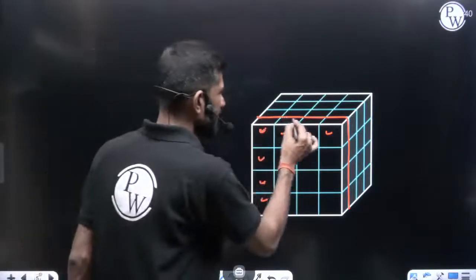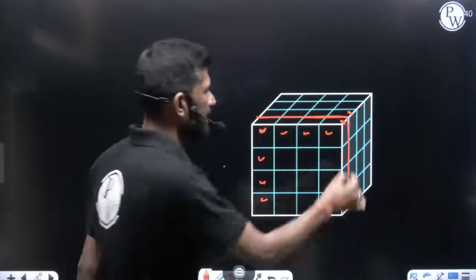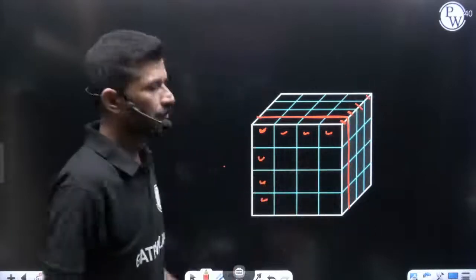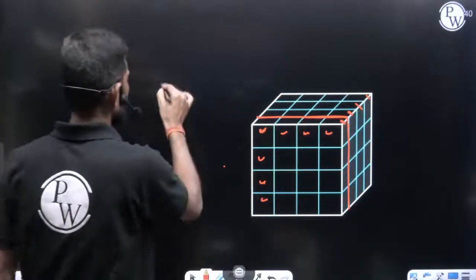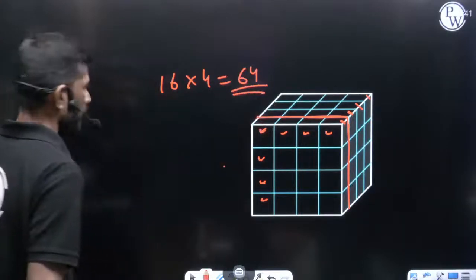So in this layer, if 16 cubes are there, in the second layer also 16 cubes will be there. In the third layer also 16 cubes, and in the fourth layer also 16 cubes. So 16 in the 4 layers. So 16 into 4, total 64 cubes will be formed.